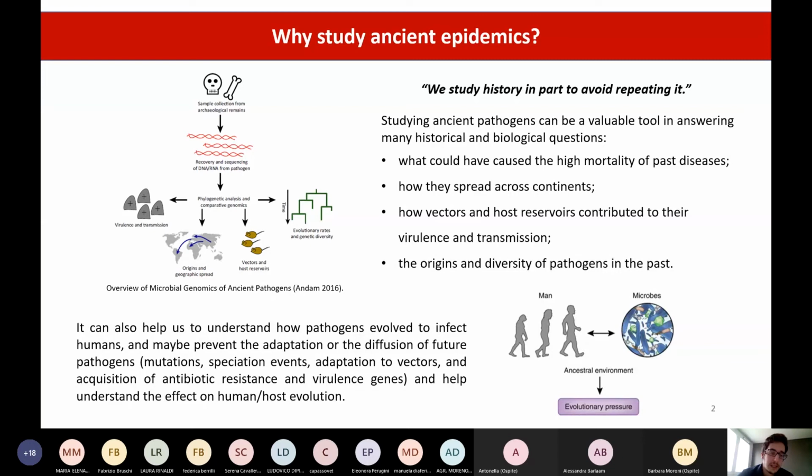And the answer to this is that studying ancient pathogens allows us to understand how they evolved, how they adapted to humans or to other hosts, how they spread geographically, or how their virulence changed during their evolution. And all this information can be used as a tool to work against current epidemics and also maybe prevent future ones.